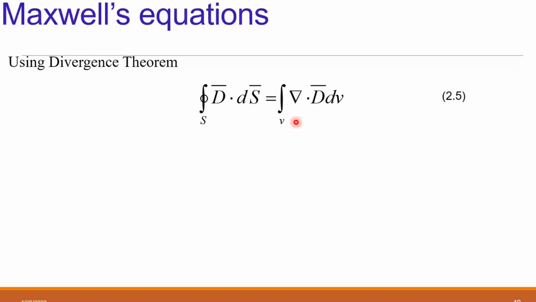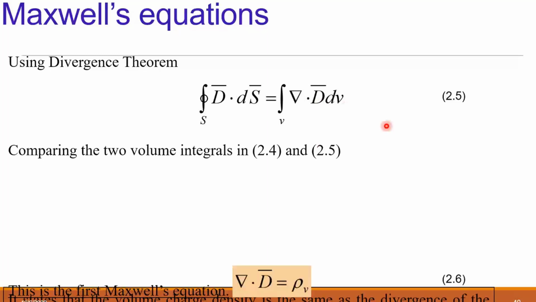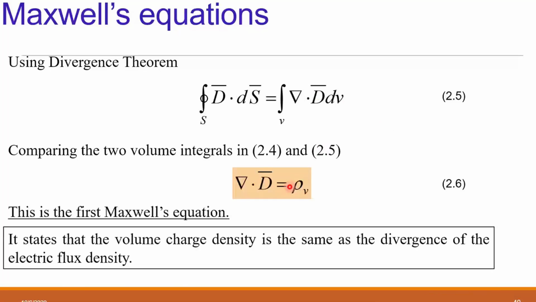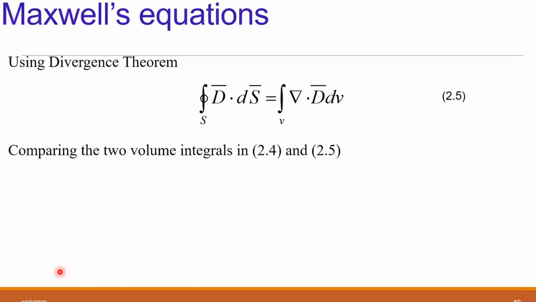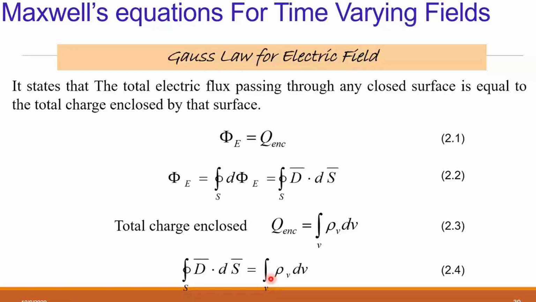So if I apply the divergence theorem, what does the divergence theorem say? Closed surface integration of a vector quantity, for example if it is D bar, then closed surface integration of D bar dot dS bar is equal to volume integration of del dot D into dv. That is the divergence theorem. So if we compare this equation with the previous equation, what do we get? Del dot D bar is equal to rho v.